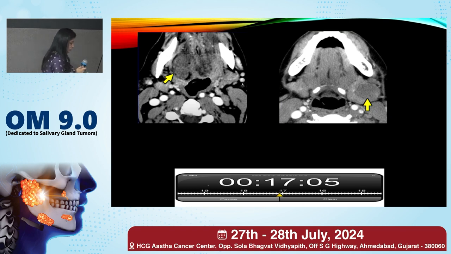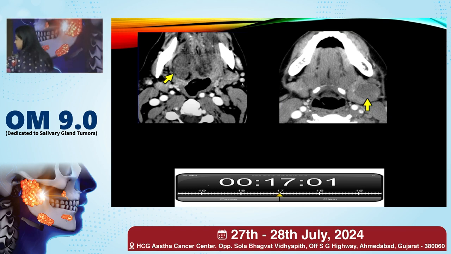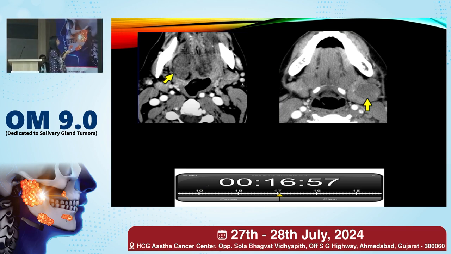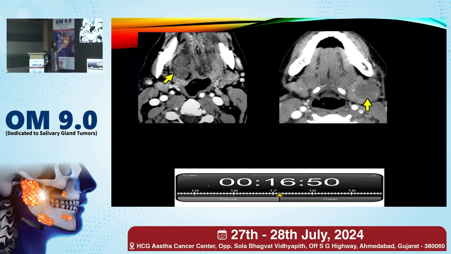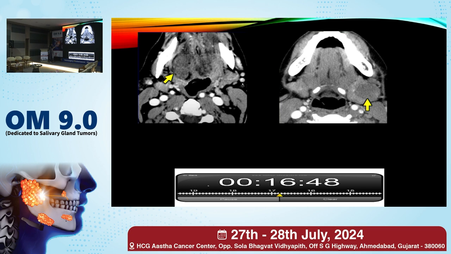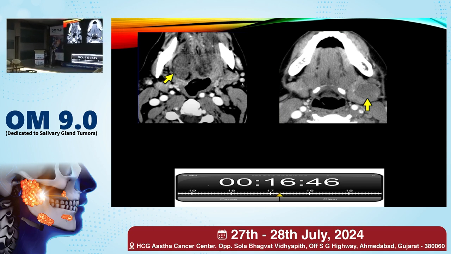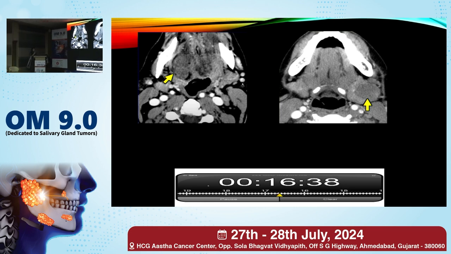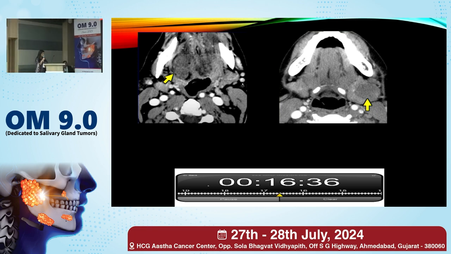Now on this image, we see that there is a lesion present in the sublingual region and it is well defined and homogeneous. It is homogeneously hypointense and it is not showing significant post-contrast enhancement. Similarly, we see this lesion which is present in the submandibular gland. These lesions came out to be pleomorphic adenoma in the sublingual gland and in the submandibular gland.